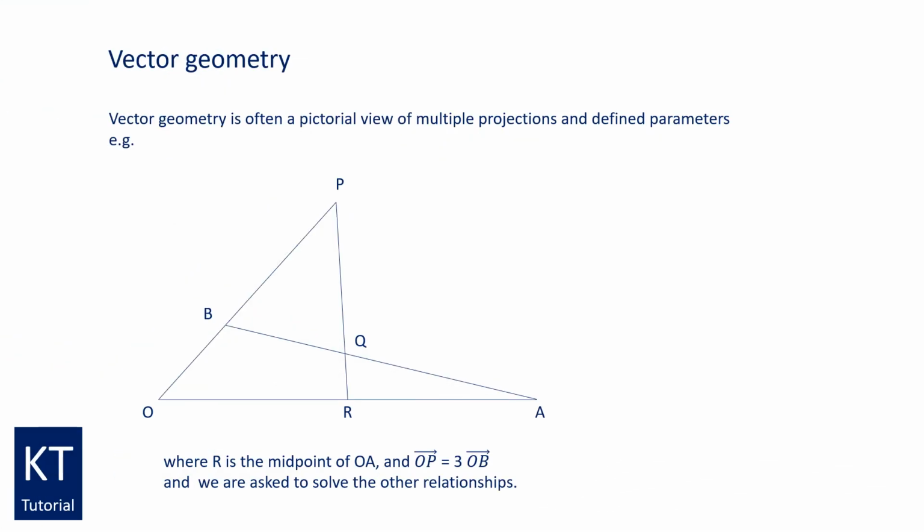It is worth noting that vector geometry is often a pictorial view of multiple projections and defined parameters. The attached is one example where R can be defined as the midpoint of OA, and the vector OP is defined as being equal to 3 times that of the vector OB. Then we are asked to solve the other relationships.